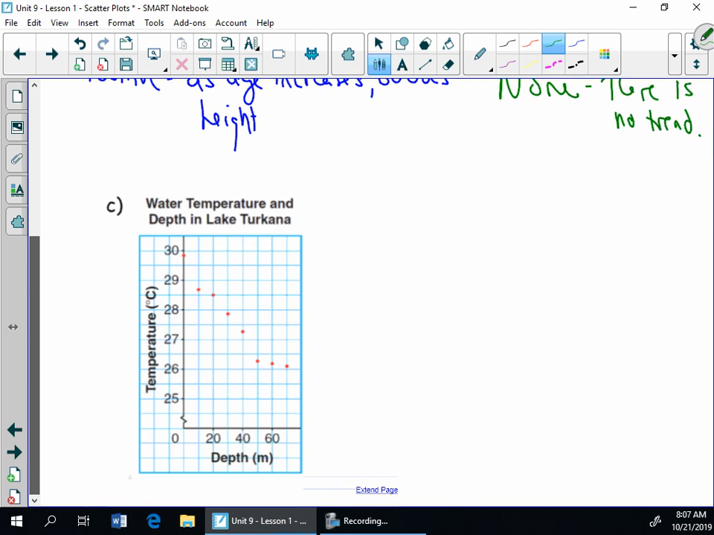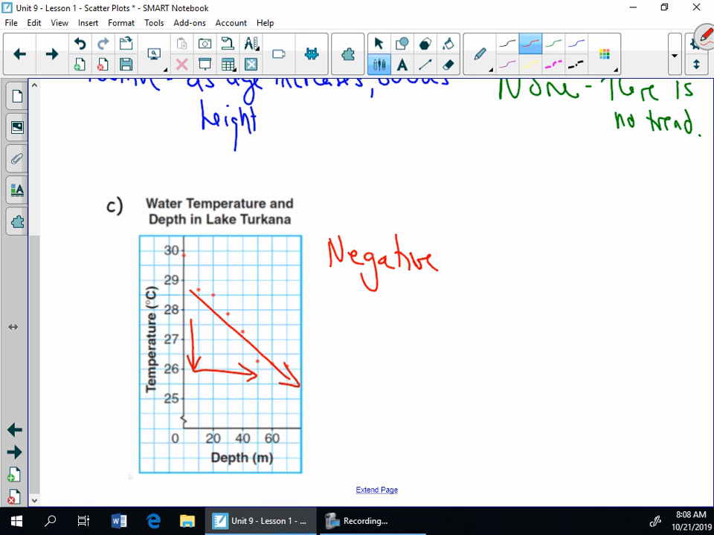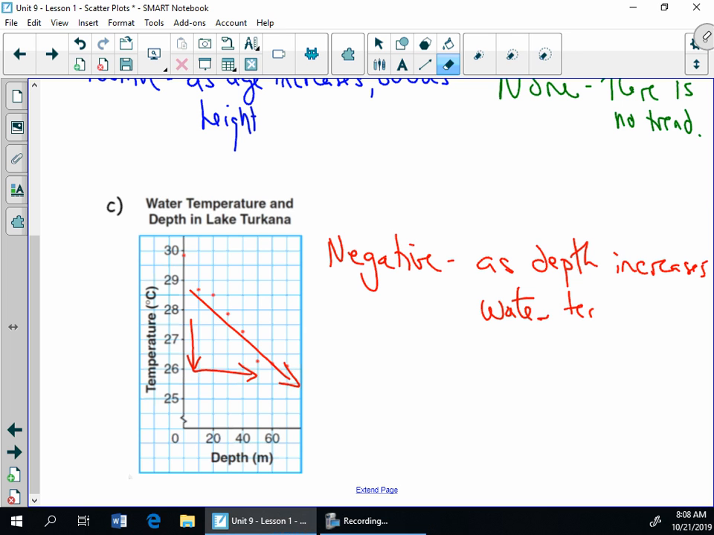Let's take a look at the third one. Water temperature and depth. Well, it seems to me as I go to the right, the graph is going downwards, so down and over. One's going down, one's going up. So that's a negative correlation. As depth increases, so as it gets bigger, it's going to the right. Water temperature, that's some really bad spelling there, sorry guys.